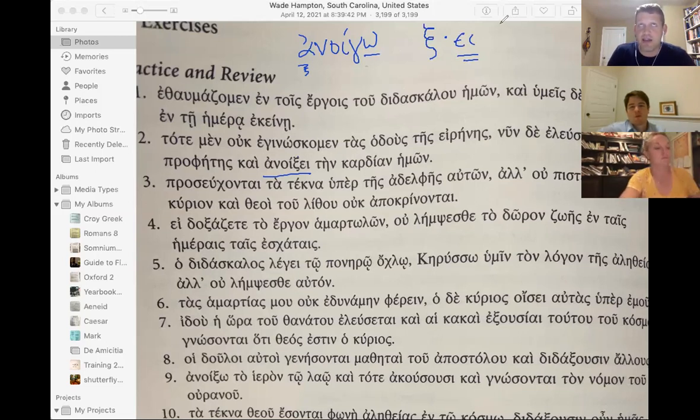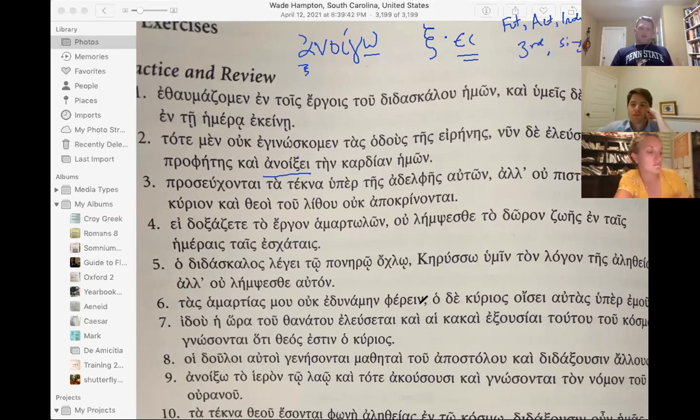So tense, is it present, imperfect, or future? Future. And is it active or middle? Since it's future, that's the only two options so far. Active. Good. And it's indicative because all of our verbs so far are indicative. And then person and number? Third person singular. Awesome. There you go.